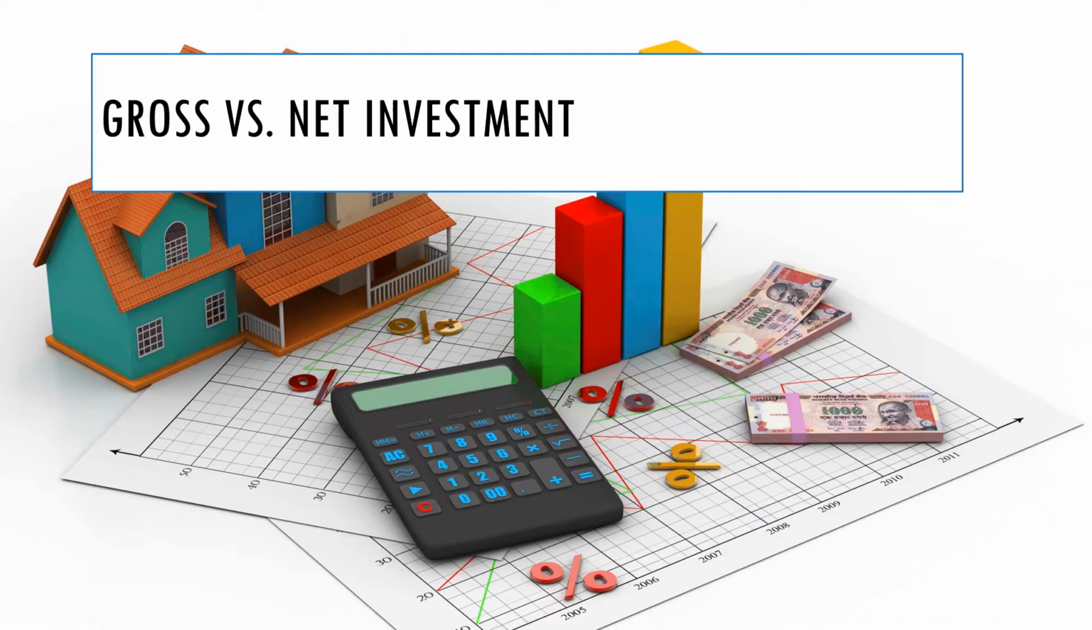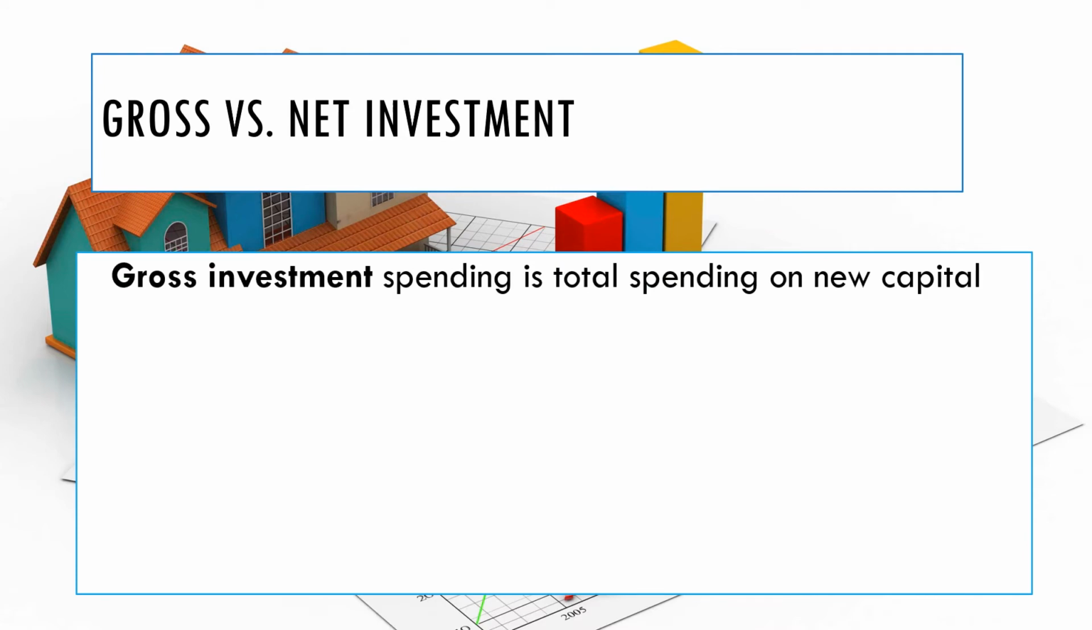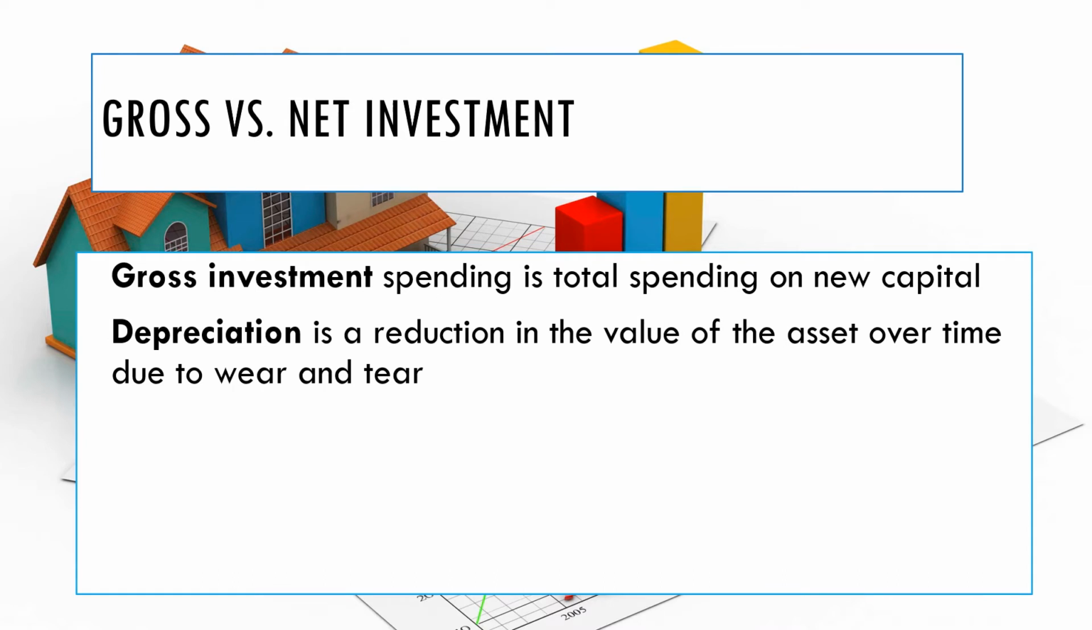So what is this difference between gross and net investment? Well, gross investment is the total spending on new capital goods. But what is important to recognize is things like machinery and factories do tend to go down in value over time due to general wear and tear and need maintaining. And that decrease in value we call depreciation.